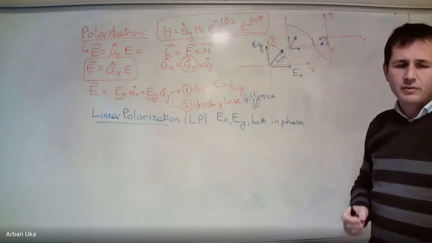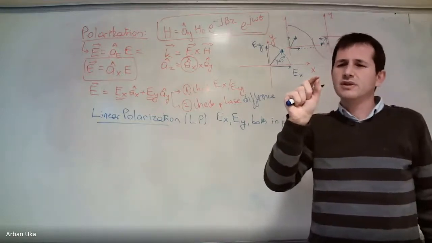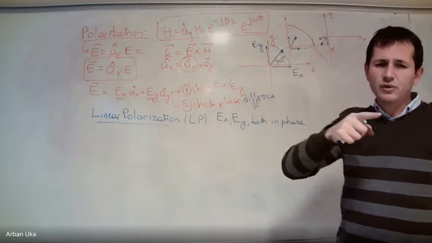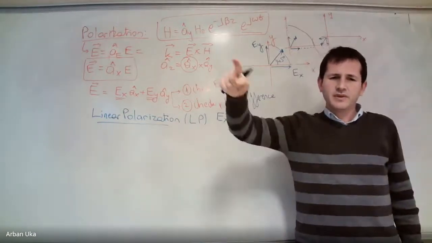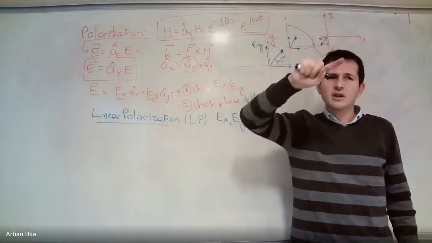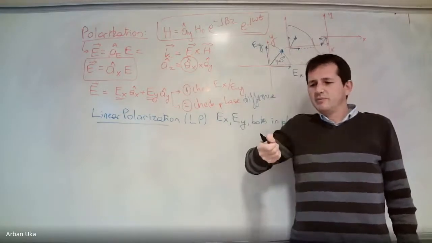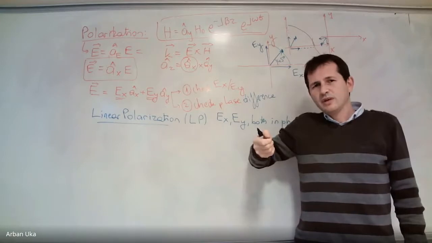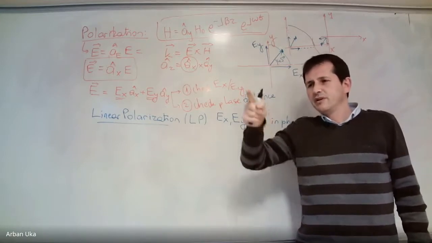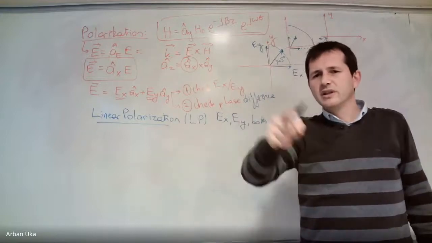So if you just add the electric field vectors, that point is going to move along a line. It's going to be something like this, or maybe like this. It's going to preserve a specific angle with respect to the x-axis all the time. So if I have a laser pointer from here and I point right to the camera, right to you, you're going to see this vector moving like this. So this is called linear polarization.